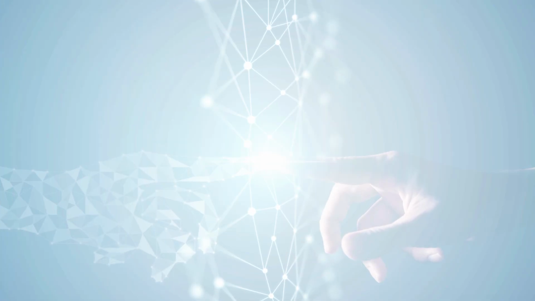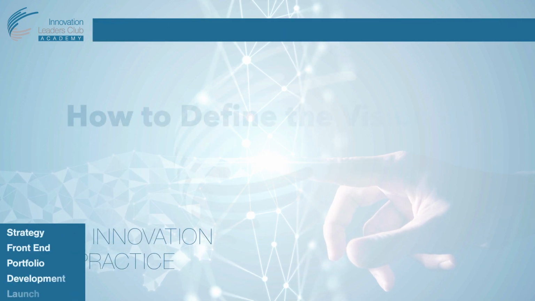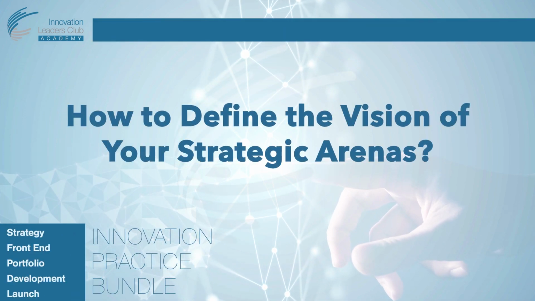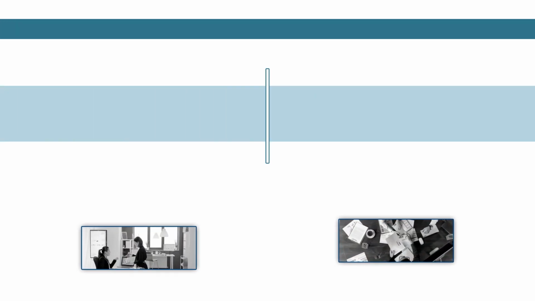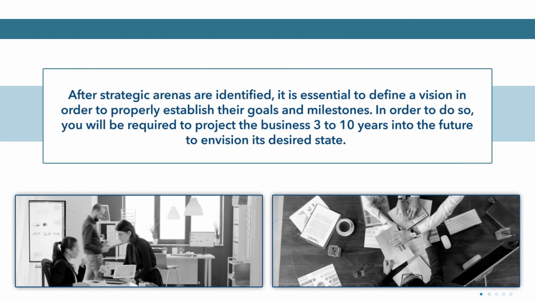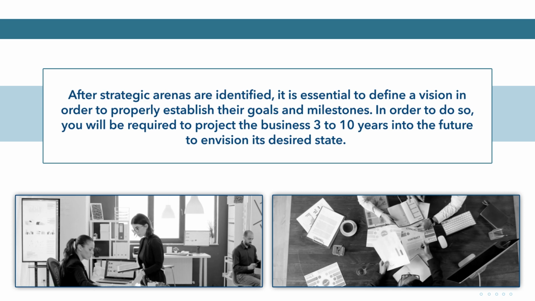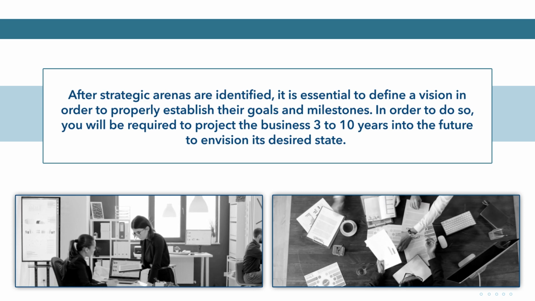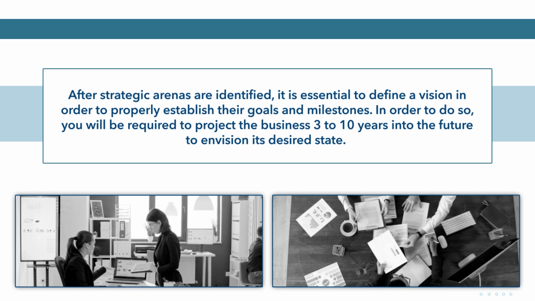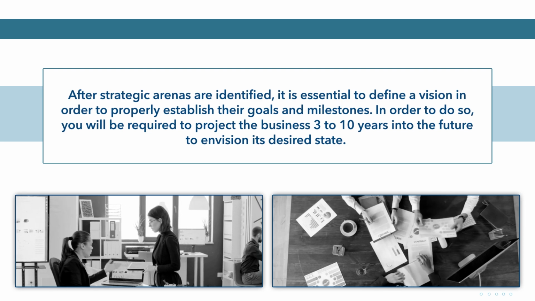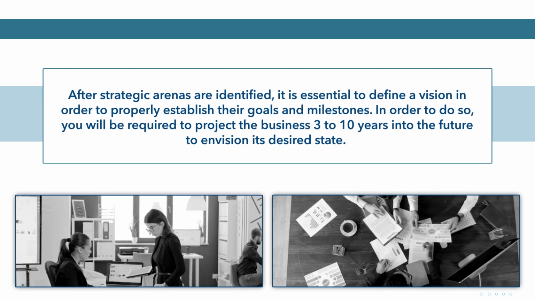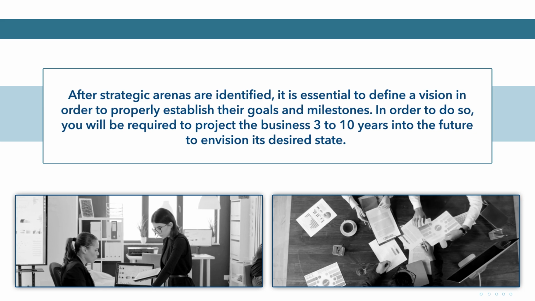This video from the Innovation Leaders Club will explain how to define the vision of your strategic arenas. After strategic arenas are identified, it is essential to define a vision in order to properly establish their goals and milestones. In order to do so, you will be required to project the business 3 to 10 years into the future to envision its desired state.